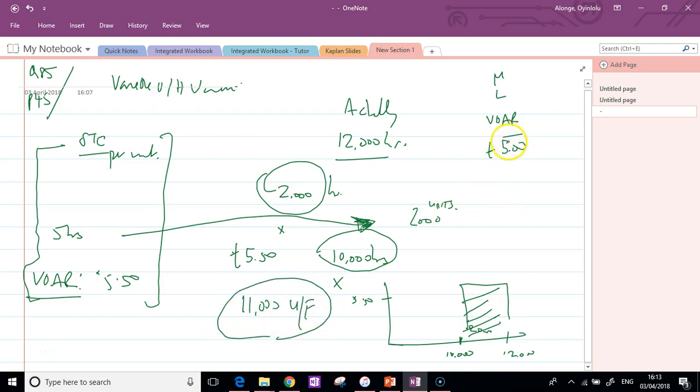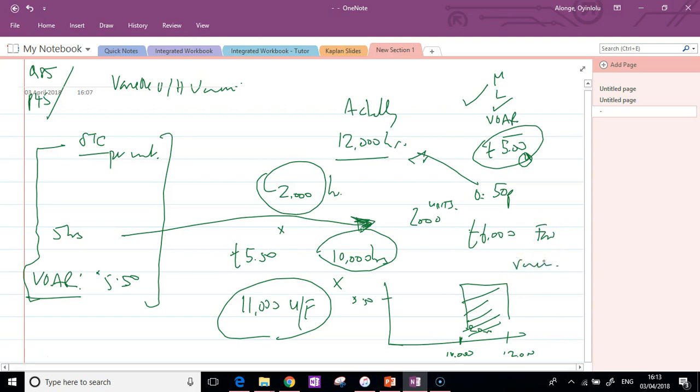But it says the actual variable overhead rate in the end is actually less. So it was cheaper, £5. Think of this again like labor and material, no difference. Cheaper than what we expected. There's a difference of 50p. And it's based on 12,000 hours. That's what we're working with: 50p times 12,000 hours, giving you a £6,000 favorable variance. So again, we have this very clear analysis.